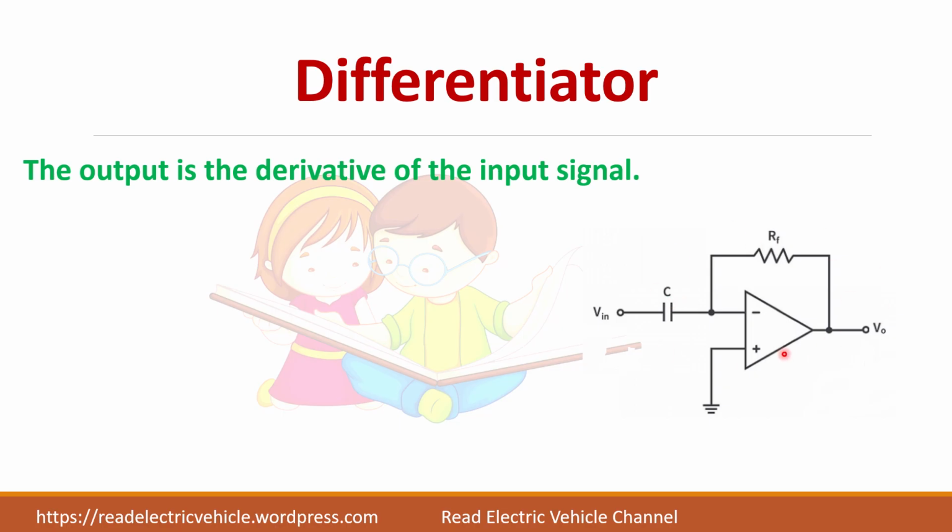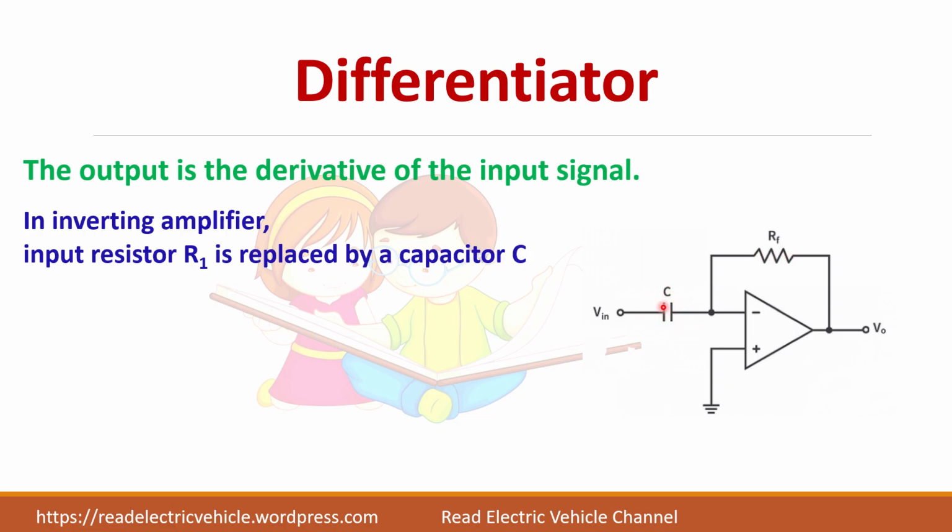This is the circuit diagram of the differentiator. If you see clearly, it is basically an inverting amplifier. We know in an inverting amplifier, the feedback resistance RF will be there, and here the input resistance R1 will be there. So instead of this input resistance R1, you replace it by a capacitor C. Then it becomes a differentiator.